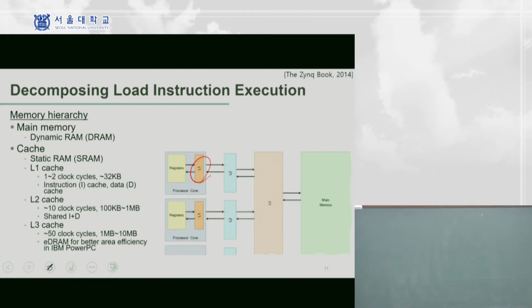And L3 cache is larger but slower. Okay, it takes about 50 clock cycles or so, but it can be much larger. And some architectures adopt eDRAM instead of using SRAM. They use embedded DRAM for higher capacity.